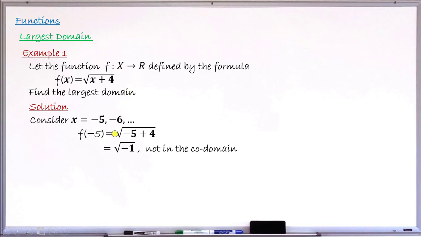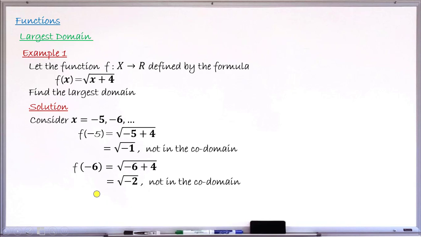Let me try minus 6. Image of minus 6 is what I wanted to find. So I'll now replace the x by minus 6 in the given formula. That will now be the square root of minus 6 plus 4. And square root of minus 6 plus 4 is nothing but square root of minus 2. You can see it's a square root of a negative number, which doesn't exist in the real plane, meaning it's not a real number. So which means minus 6 also will not have an image in this codomain, and it must have an image for f to be a function.